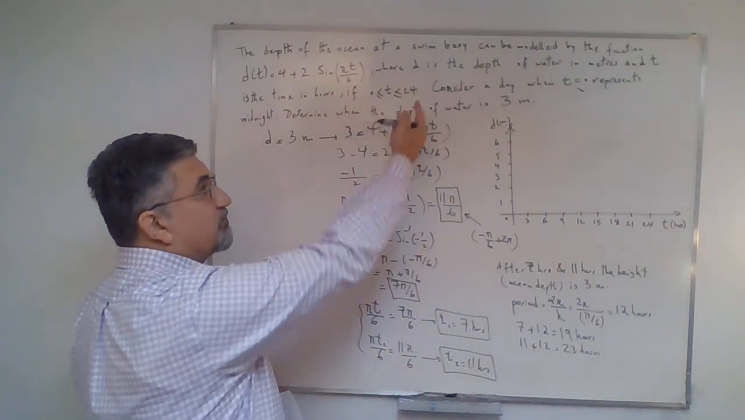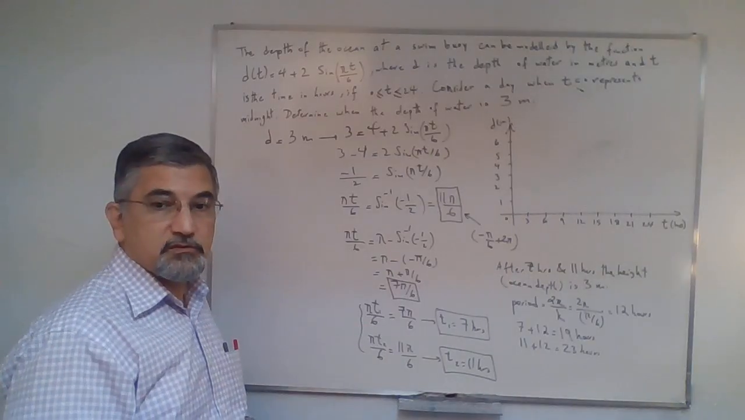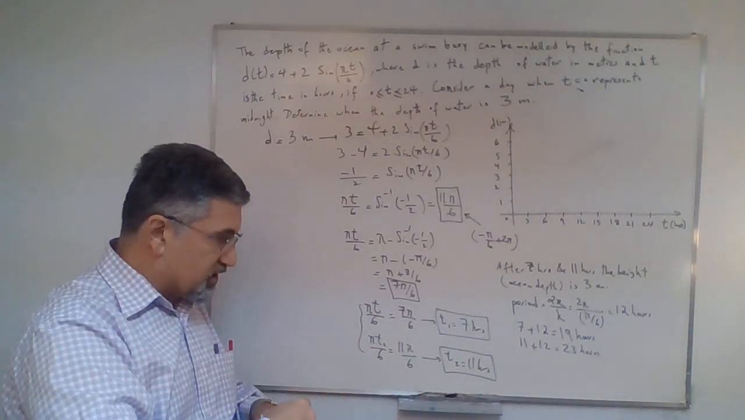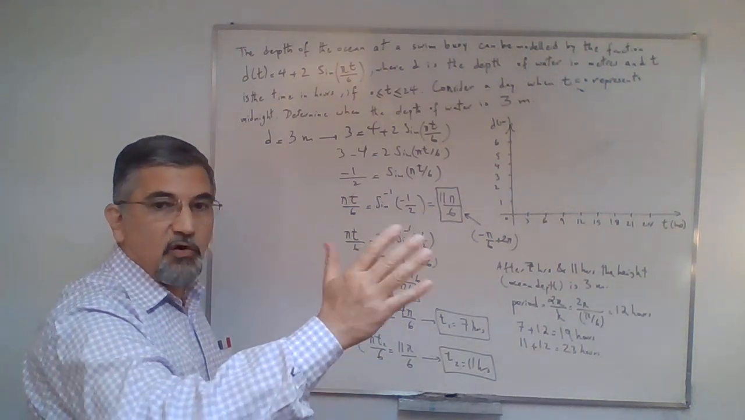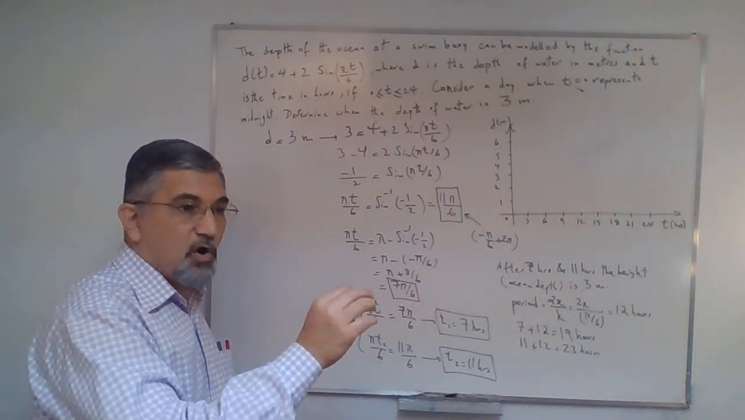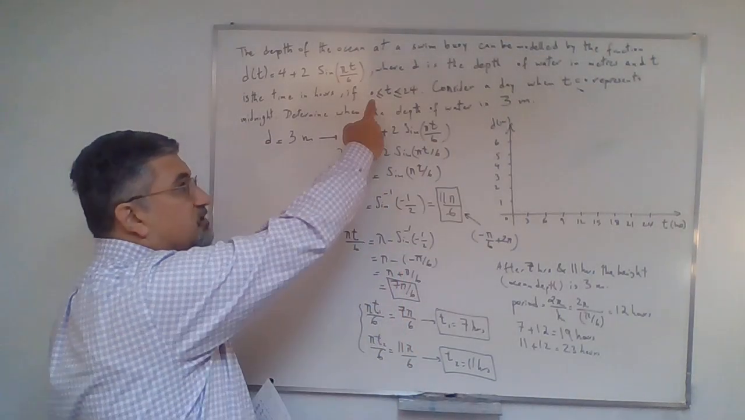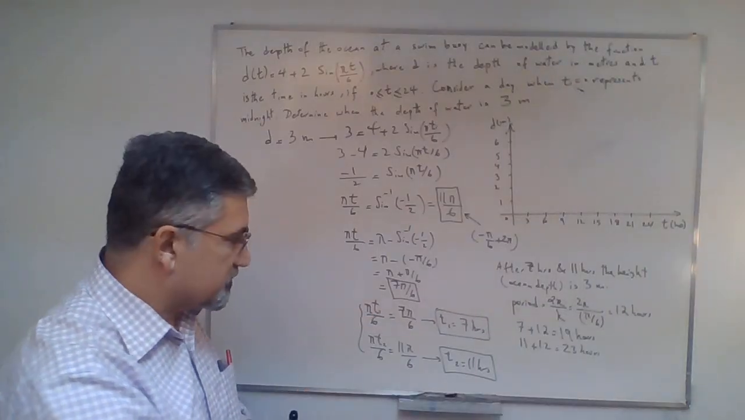And the question says time is between 0 and 24. So within the first 24 hours. I'm not saying what's going to happen the next day and next day and next week. Of course, we can keep adding the period, we can keep adding the 12, and we're going to find all those times or hours that the depth was 3 meters. We can do that. But the question says limit yourself to only one day, that is 24 hours.